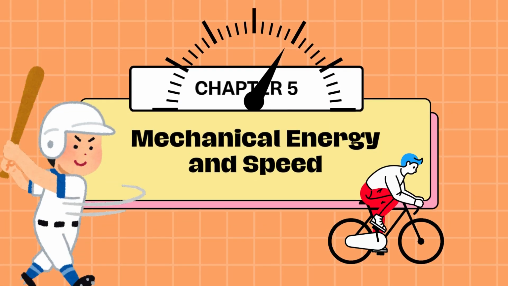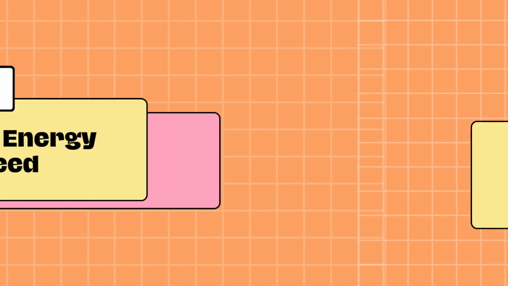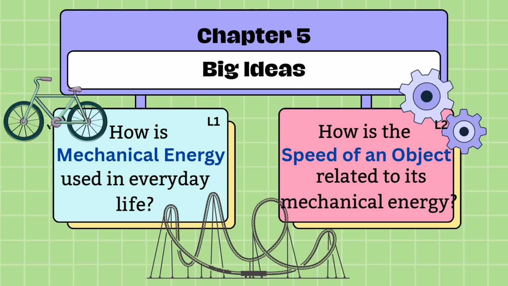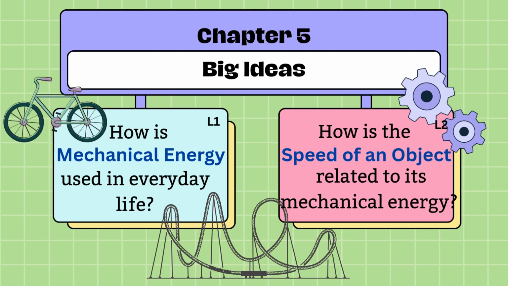In Chapter 5, students will explore mechanical energy and how it affects motion and speed. They'll observe how mechanical energy is used to move objects and identify factors that influence how fast or far something moves. This chapter supports TEKS 3.6a and 3.6b, focusing on observing patterns in motion and how energy impacts movement.